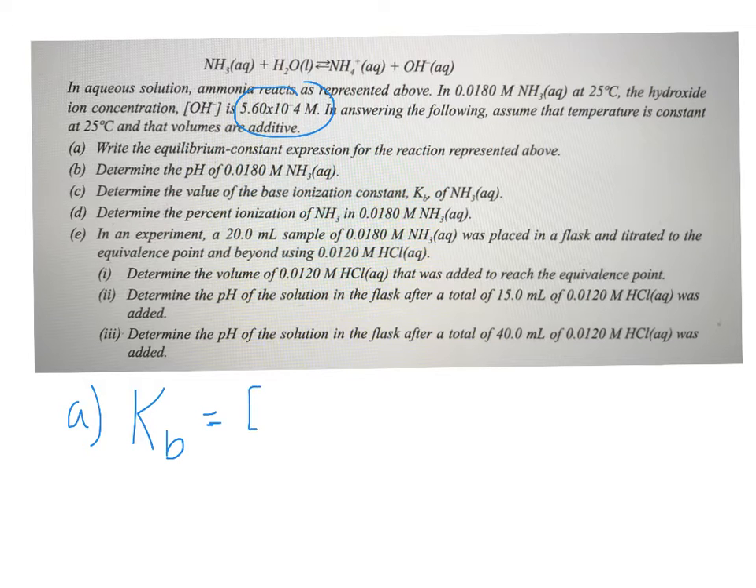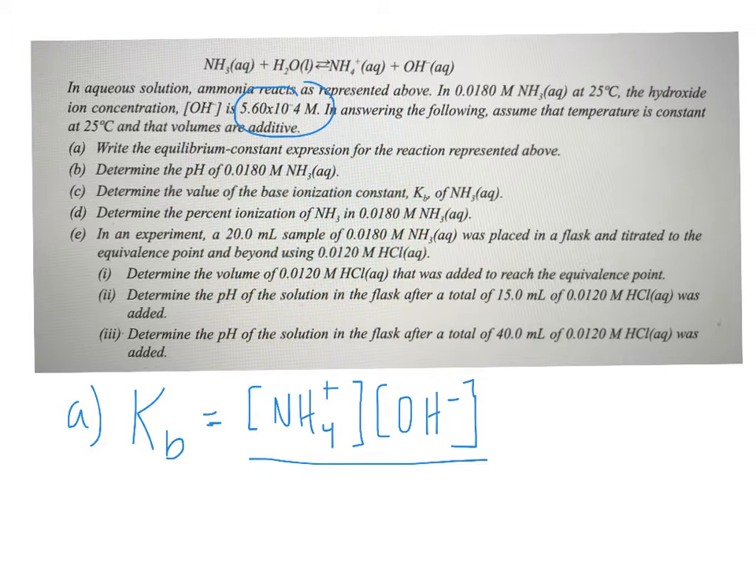So in our expression, we have ammonium, NH4 positive, and we have hydroxide, OH negative, divided by ammonia. We're not going to include water because it's a pure liquid.